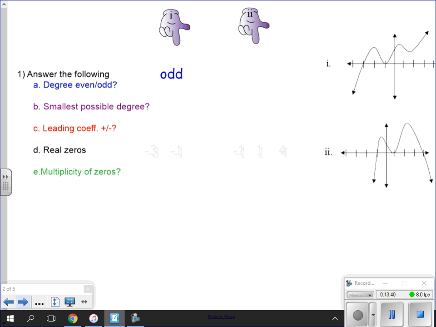So if I have a degree 5, the most I could have would be 4. Now, it is possible to have much fewer, so the degree could be higher than that. But that's the smallest it has to be. If I have 4 maxes and mins, I have to have at least a degree 5, because it has to be at least one more than the maximums and minimums I have. It could be a lot more, but it has to be at least one more than that. So my smallest possible degree is 5.